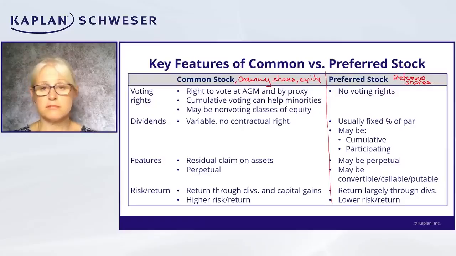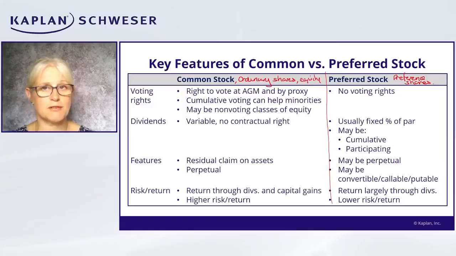Preferred stock generally doesn't have voting rights. That's the usual rule. There may be exceptions if their dividends have been missed for many, many years. They may get some voting rights, but the general rule is no voting rights for preferred stock. The dividend is fairly dull. It's a fixed percentage of the par value. Cumulative dividends means that if they're skipped for a year, they're not forgotten.